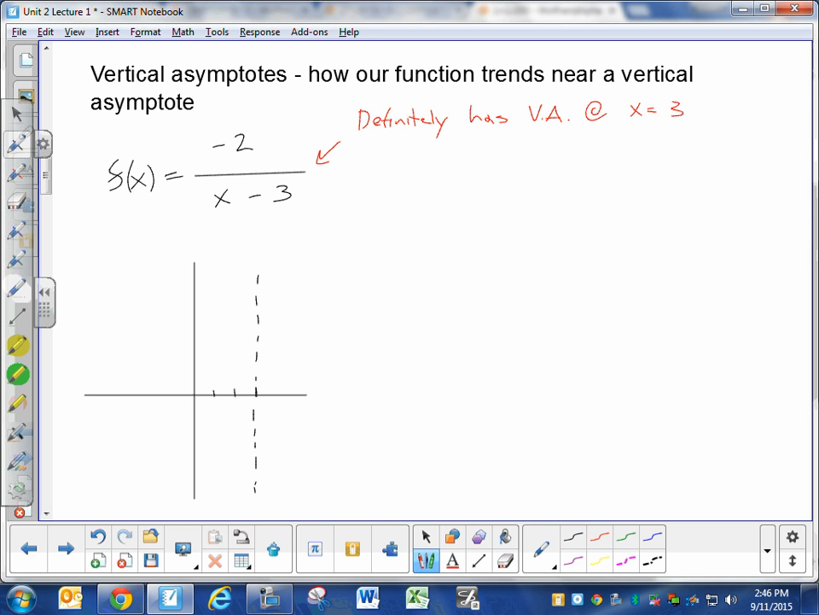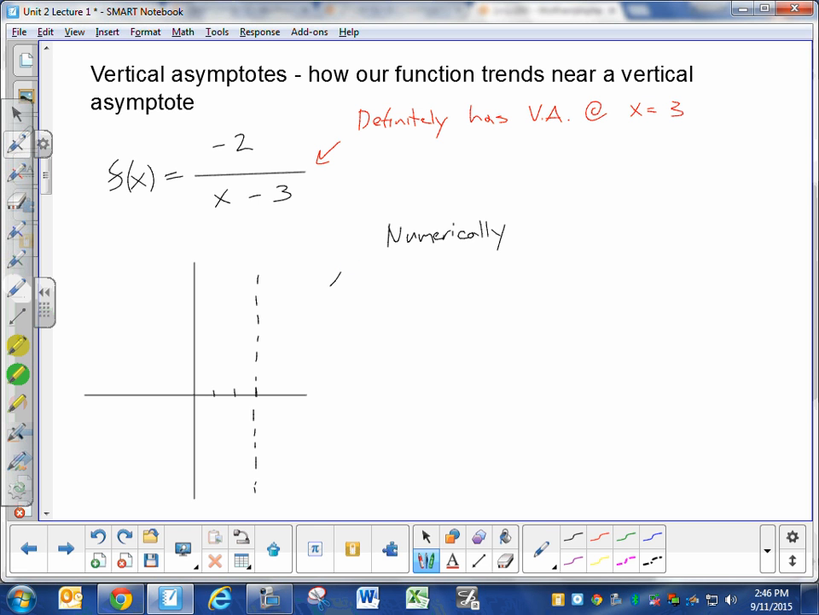Okay, but the question is, is my function going to be going like this to the left of it? Is it going to be trailing down? Is it going to be coming from up there? Is it going to be coming from over there? Four different options for the way my function behaves around this asymptote. And we're going to try to figure out what's going to happen. Okay? And if I had a calculator and I wanted to do this numerically, it's a piece of cake.